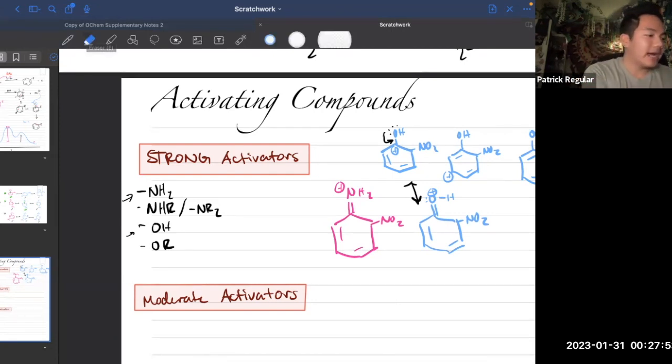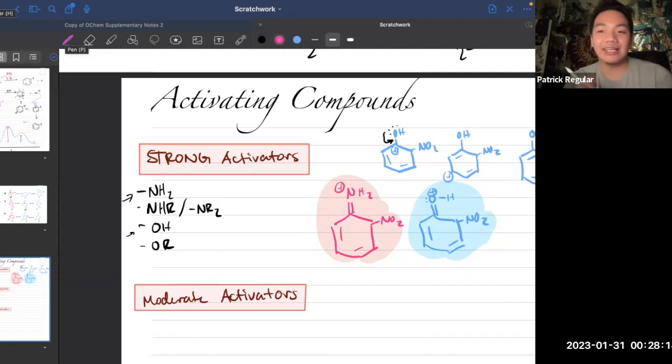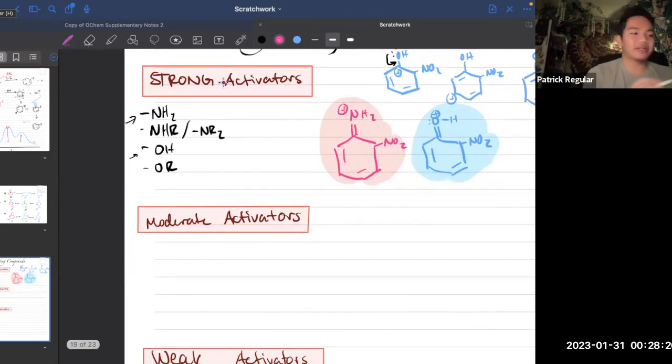Now, out of the resonance structures between these two in particular, which one's more stable or more favorable? It would be the aniline one, because remember, nitrogen is more electropositive than oxygen. Nitrogen can better hold a positive charge than oxygen. Hence, it's more activating than oxygen because it is able to contribute more into the aromatic system. And that brings me to our moderate activators.